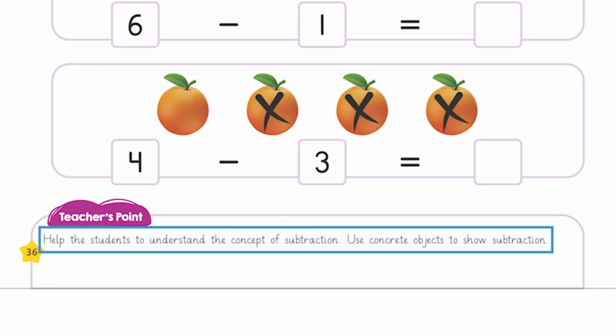Here is the teacher's point. Help the students to understand the concept of subtraction. Use concrete objects to show subtraction.